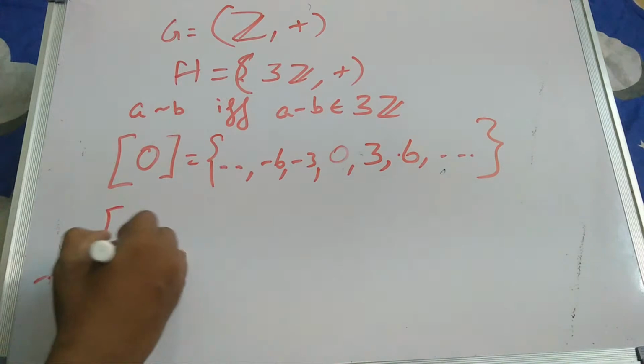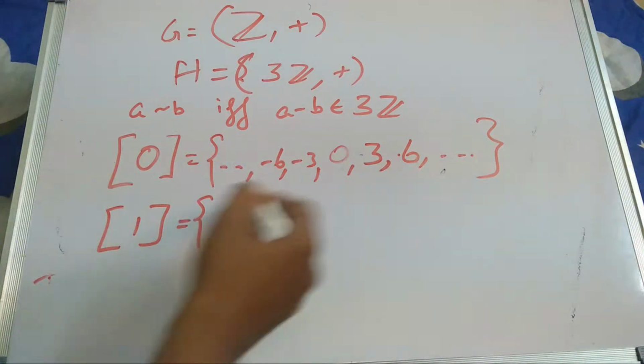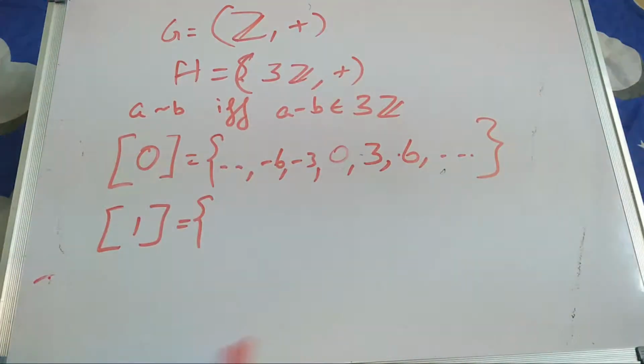Now let us check what are all the elements related to 1. We are checking what are all the elements related to 1. By reflexivity, 1 will be in this set because 1 is related to 1. There is an answer from Mahesh: 1 plus 3Z. Good guess, but we haven't defined what 1 plus 3Z is yet. So we are in the process of defining that.